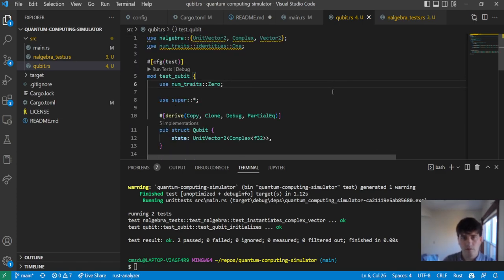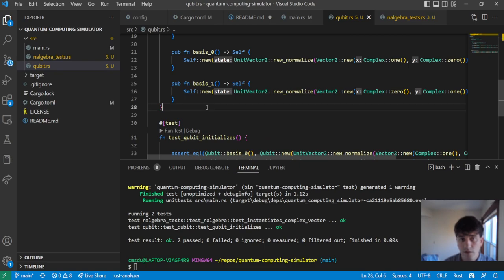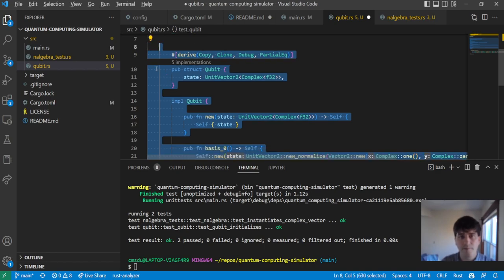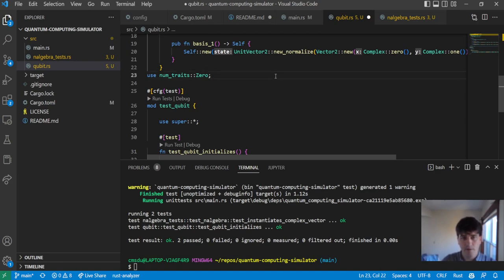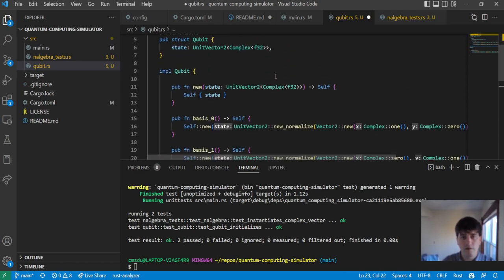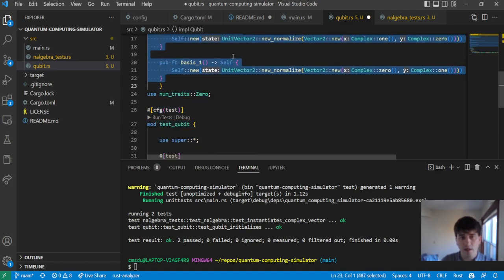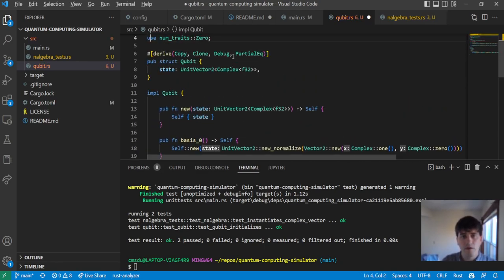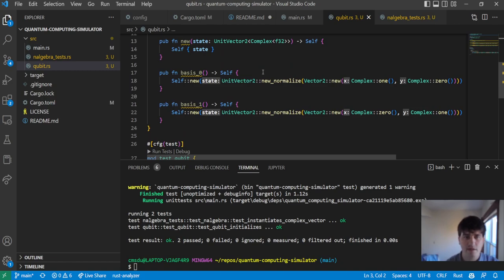And what's going on? Oh, I did a bad thing. This needs to be out here, and this needs to be up here somewhere. Okay. Did I just get you out of the way? Formatting. And put you up top. Okay. Cool. We have a basic qubit.